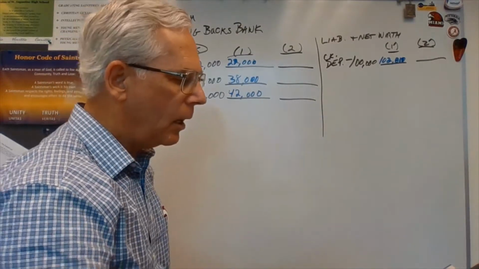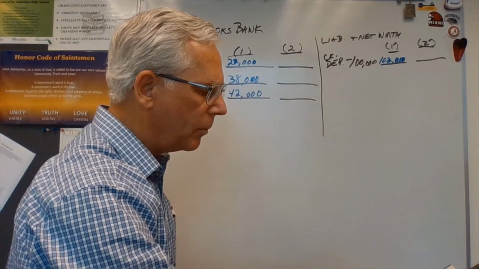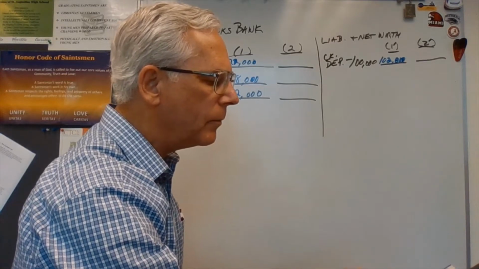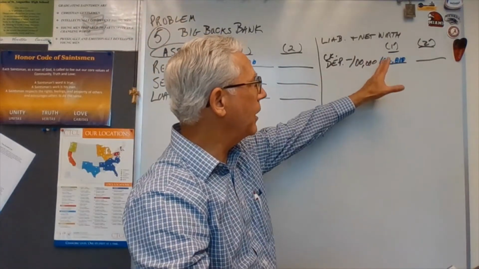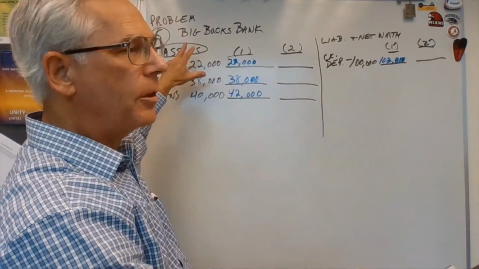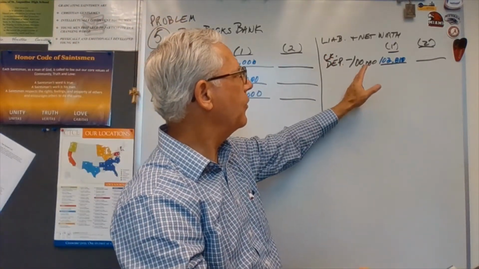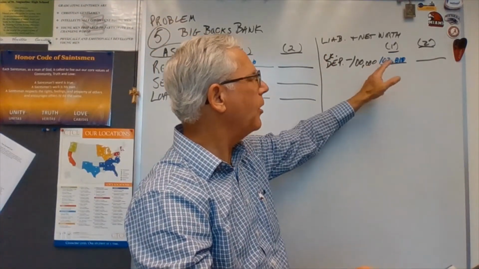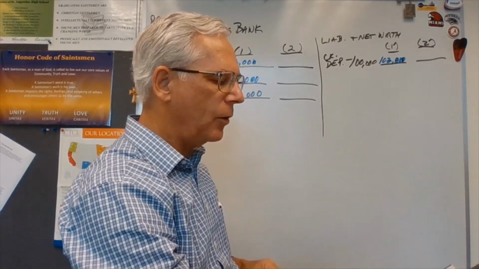Then in part B, how much has the supply of money changed? It's gone up. This is the money supply over here. Cash in the bank is not part of the money supply. Remember that. Checkable deposits went from $100,000 to $102,000. So the money supply is increased by $2,000.